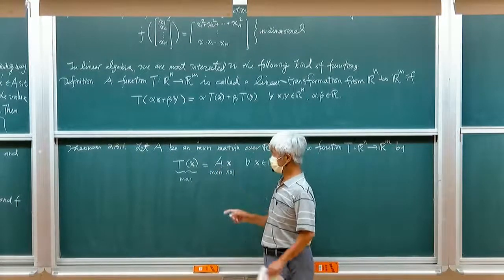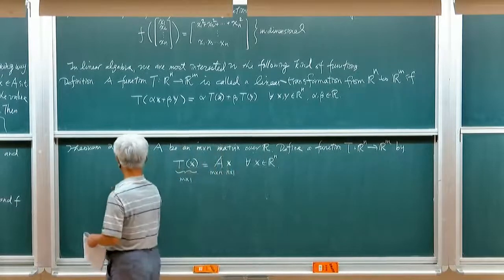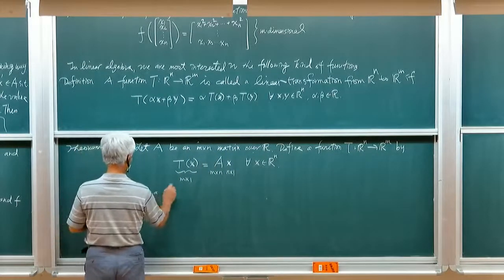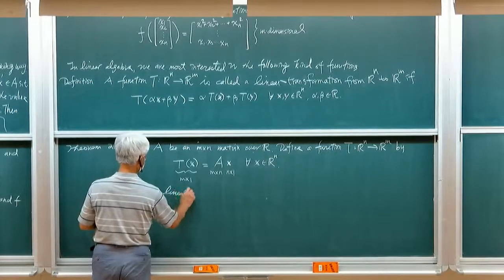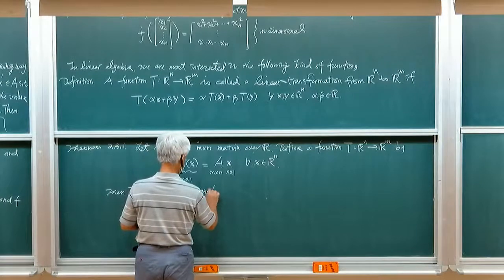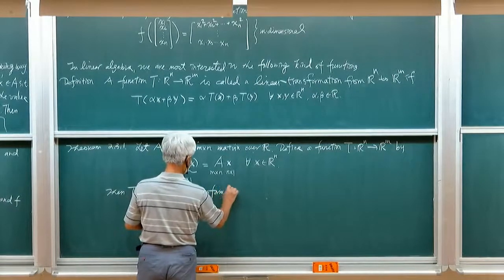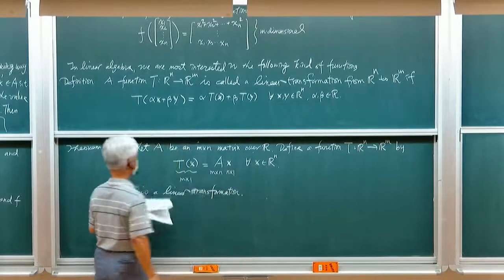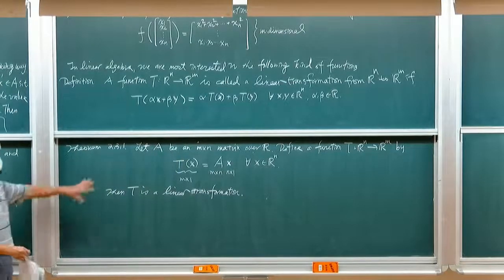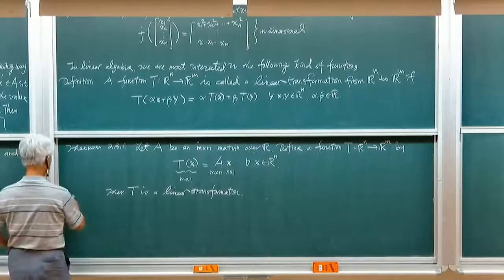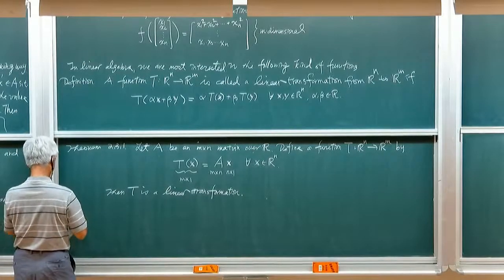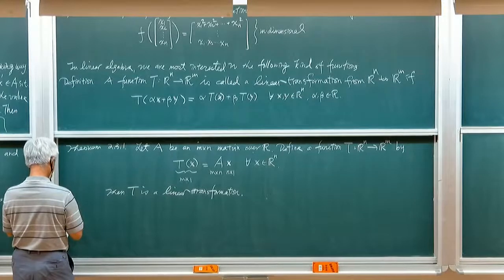Okay. Now then T is a linear transformation. Okay. So this construction gives us linear transformations. So the proof is like this.